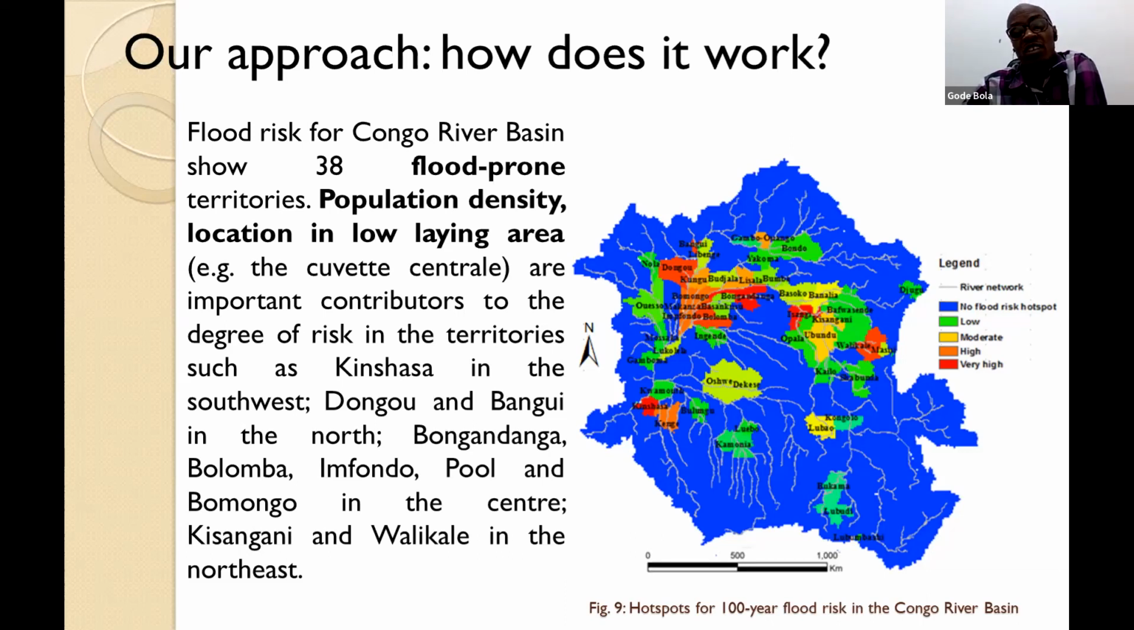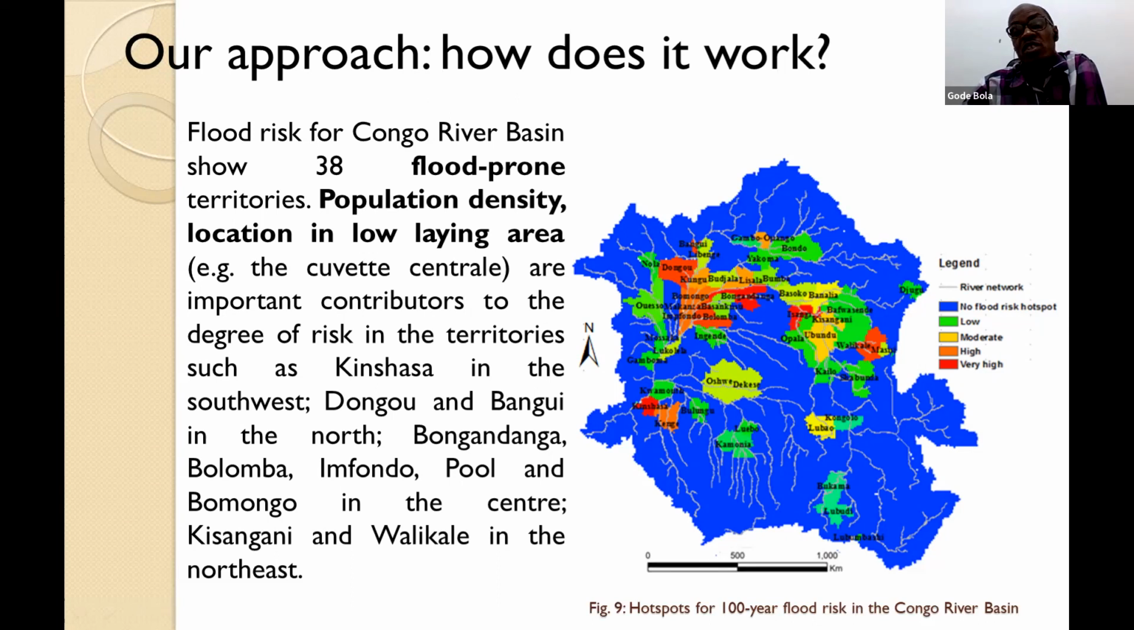That was one of the reasons Kinshasa is the most exposed territory within the Congo Basin. It's the case for Bangui, Bongandanga, and for Bongandanga mostly we try to find the reason why it's exposed, even if they have no more population, but the exposure for the Bongandanga and other population, because those areas are found within the Kivet Central. And the Kivet Central, we know that this is a very low-lying area. It's almost zero in terms of altitude.